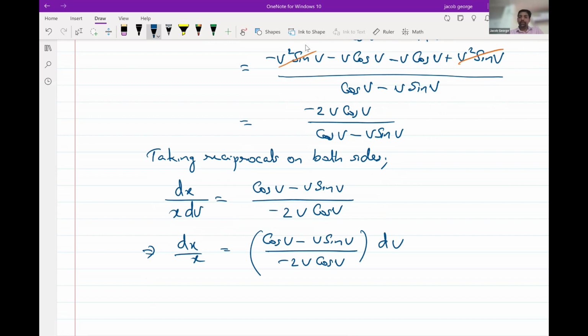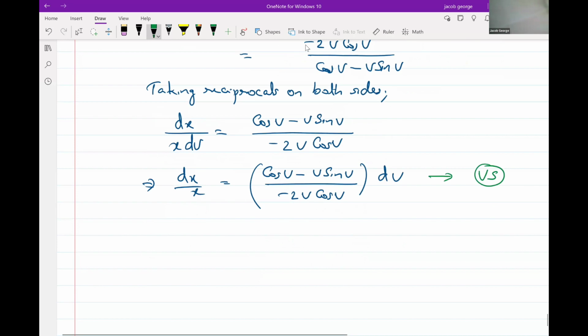Okay, so now the next is variable separable form we got. So doing integrals on both sides. When there is a single term in the denominator, what is the basic integral we apply? What is that, splitting into two parts, dividing term by term, right? So that is the next step. So this is variable separable differential equation.